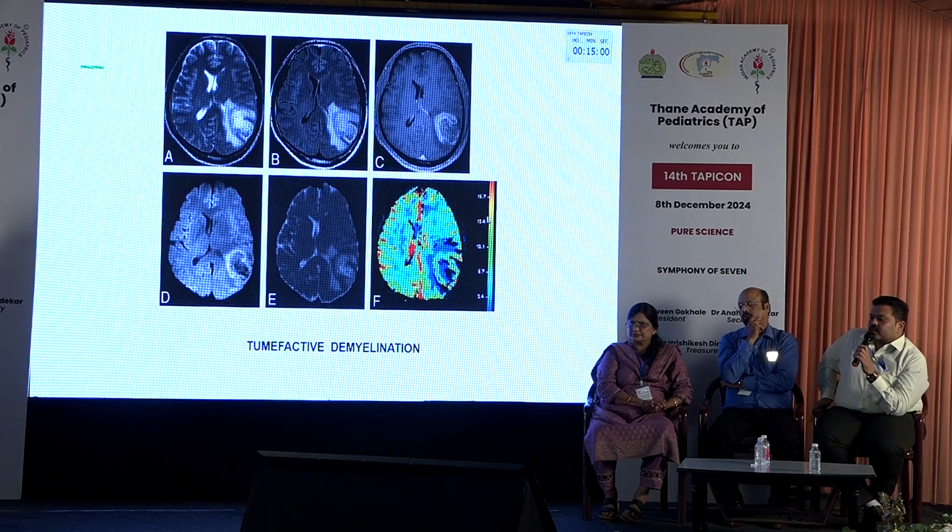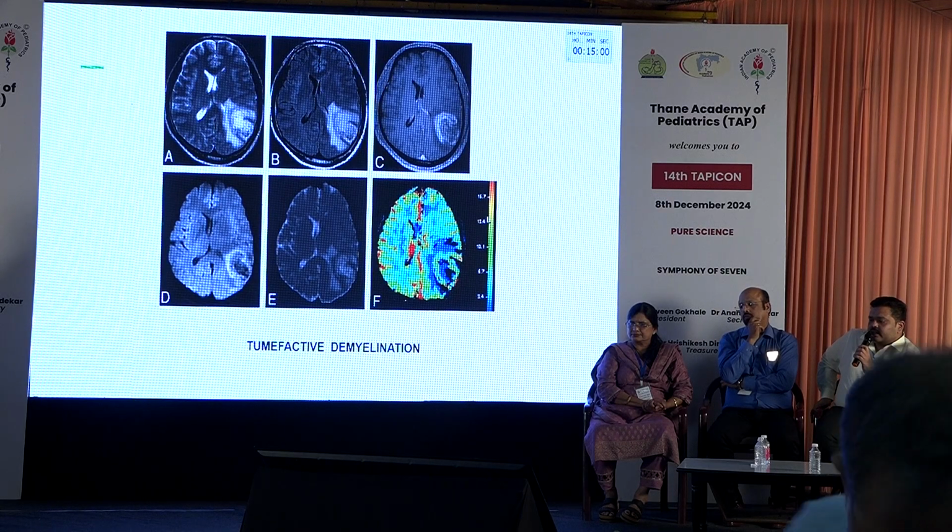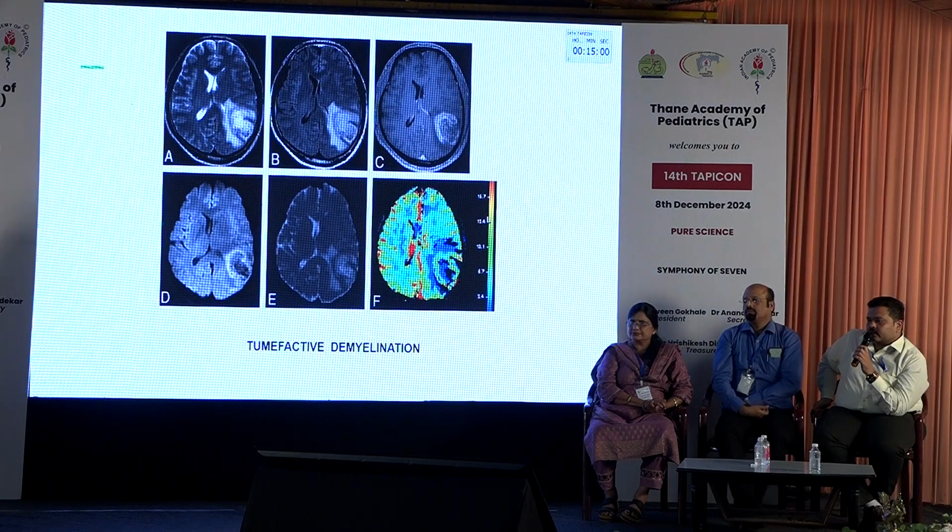Then another thing which comes with a ring enhancing lesion is tumefactive demyelination. So tumefactive demyelination will also have a ring enhancing lesion like quality. It will be hyperintense on T2, as against tuberculomas and abscesses which are hypointense on T2, and the ring will be incomplete. They will not have a complete ring on the contrast enhanced picture. So that we are seeing in picture number D.